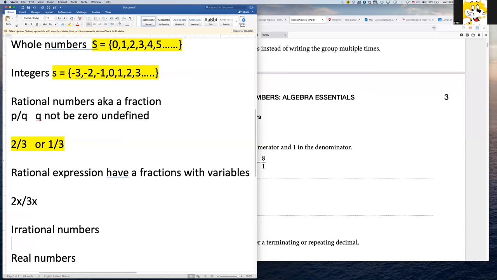So what are some examples of some irrational numbers?